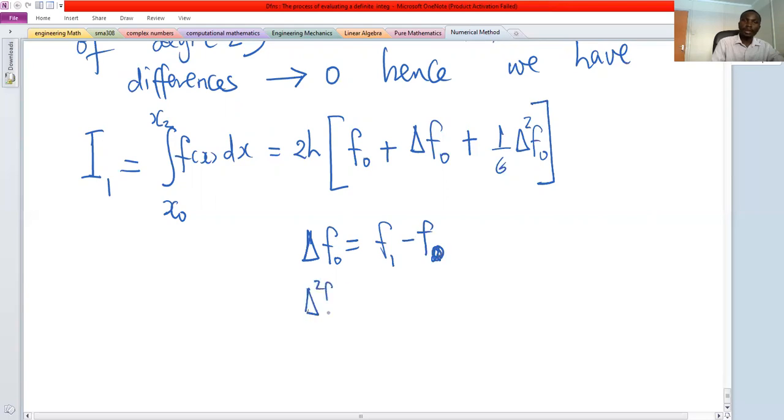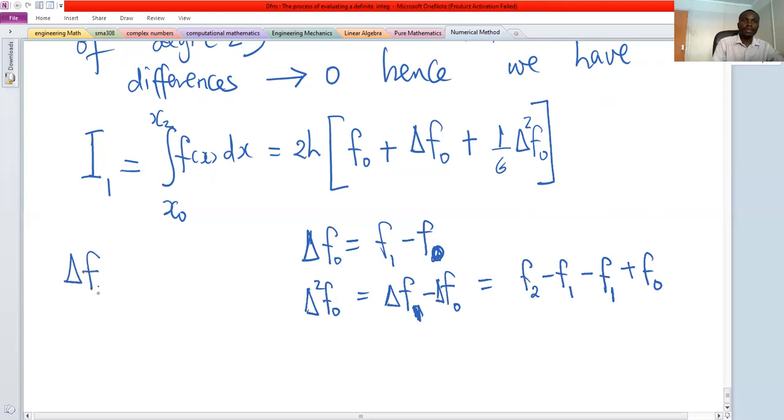And so when you say second forward of f0, we'll have forward of f1 minus forward of f0, which is f2 minus f1 minus f1 plus f0. So remember, just using forward of Fk is Fk plus 1 minus Fk. And so if you were to define second forward of Fk, it will be first forward of forward of Fk.